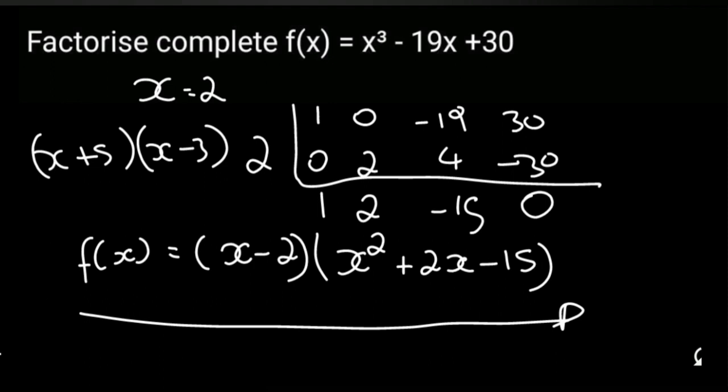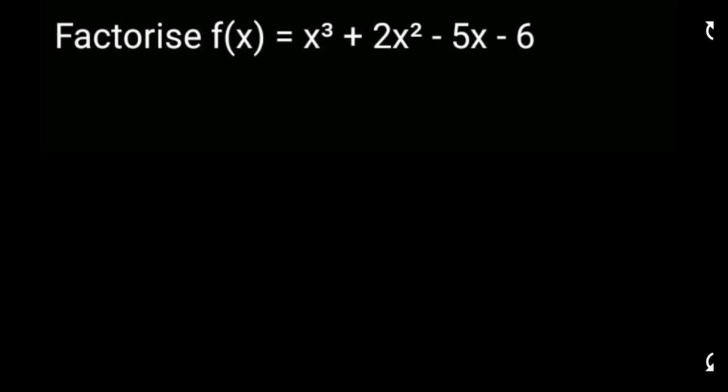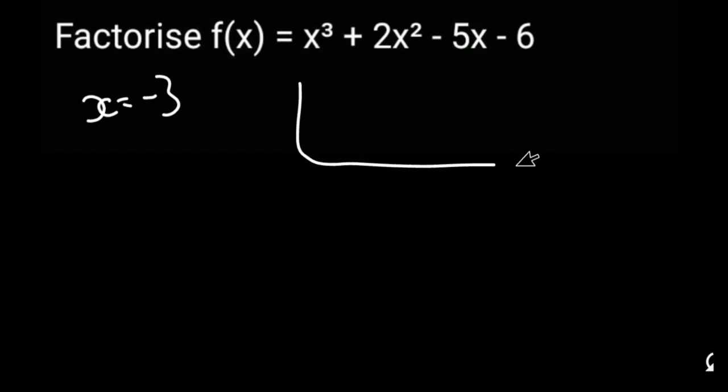Let us try another one, which is our last example for this video. By the way, feel free to pause the video and try this one. If you substitute x equals negative 3 into f of x, you're going to get a remainder of 0. You can substitute any value; the one that I've got here is negative 3. So you put the coefficients here: 1, 2, negative 5, and negative 6. And here it's going to be 0, negative 3.